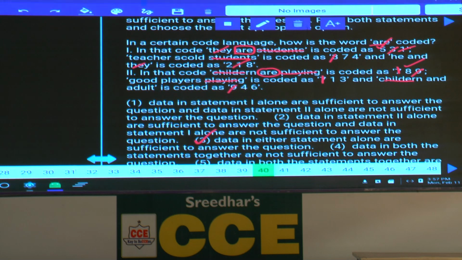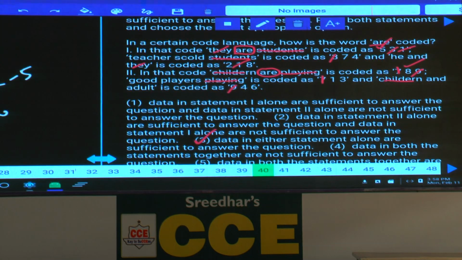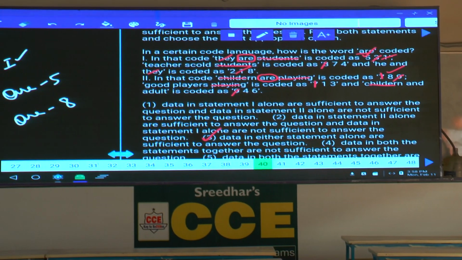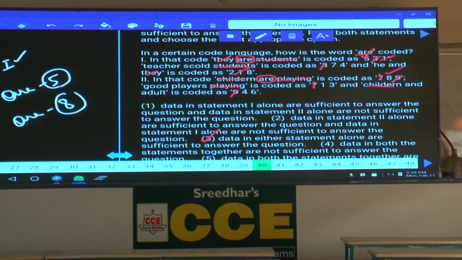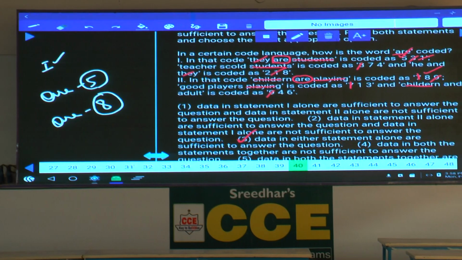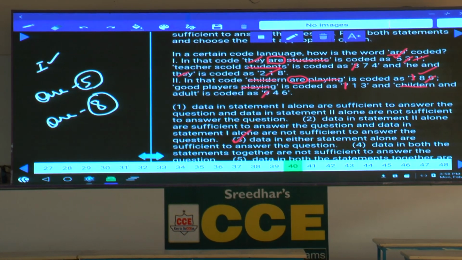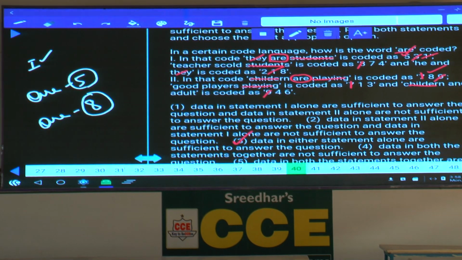Now again if you observe here, with the help of condition number 1, what is the code to the word R? With the help of condition number 1, the code to the word R is 5. And according to condition number 2, what is the code to the word R? 8. Now with condition number 1 the answer is 5, and with condition number 2 the answer is 8. Then tell me whether we can have two different answers like this.